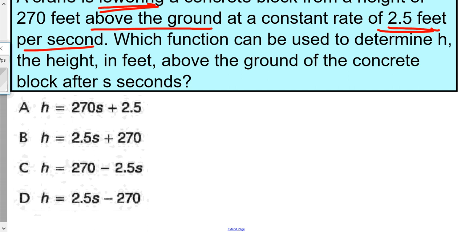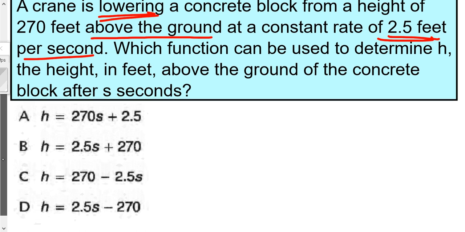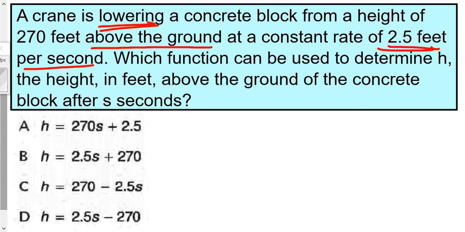Okay, if we look at this together, before we even get started, I noticed in the problem that they said it was at a constant rate of 2.5 feet per second. So I'm going to use that information and look at my answer choices. If it's 2.5 feet per second, I know that that s is going to have to be attached to the 2.5. Therefore, I can automatically eliminate answer choice A.